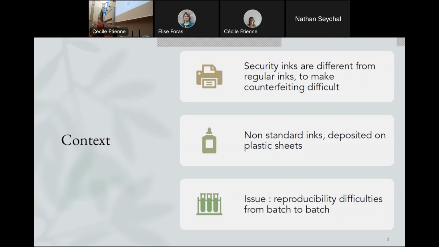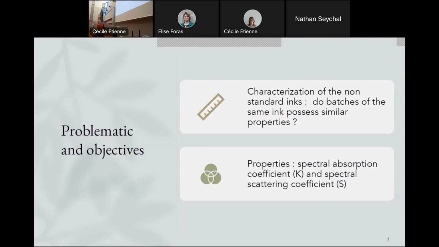Reproducibility is very important because a tiny error can easily distort the final result, for instance, when stacking multiple layers of inks. And to develop a suited method, we first need to characterize those inks in order to compare them. Which brings us to our problem. How can we characterize those inks?